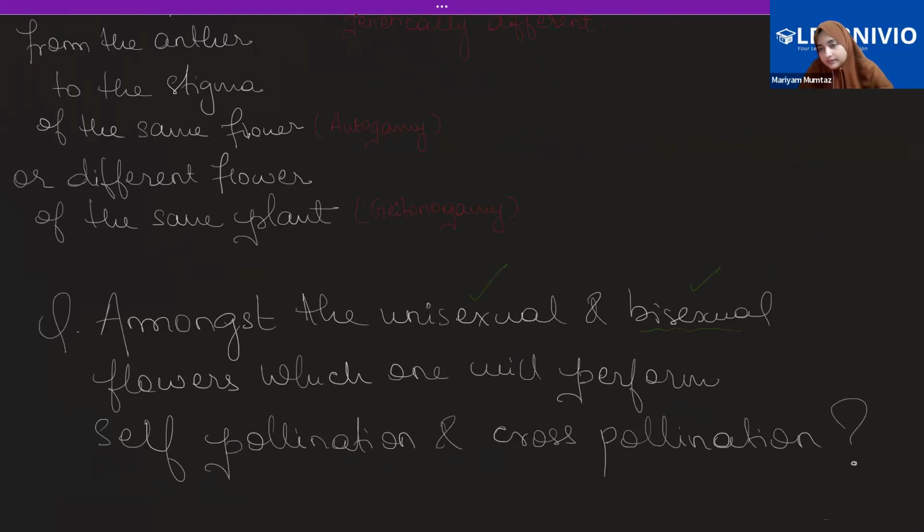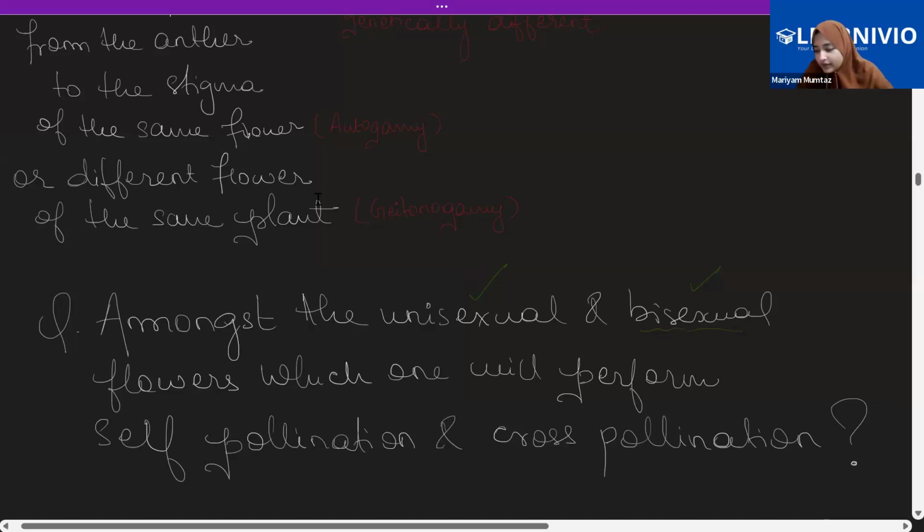Cross-pollination is... Cross-pollination will be present in unisexual and the other one will be present in bisexual. Unisexual will have self-pollination and bisexual will have cross-pollination, right?